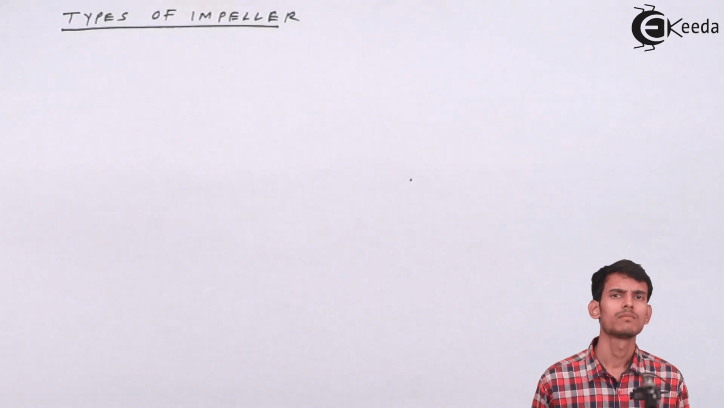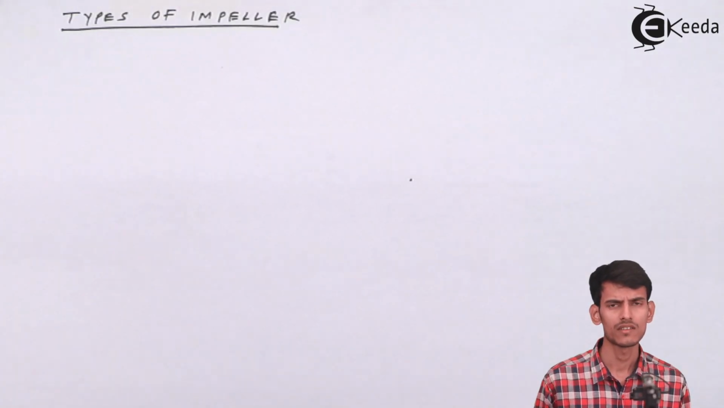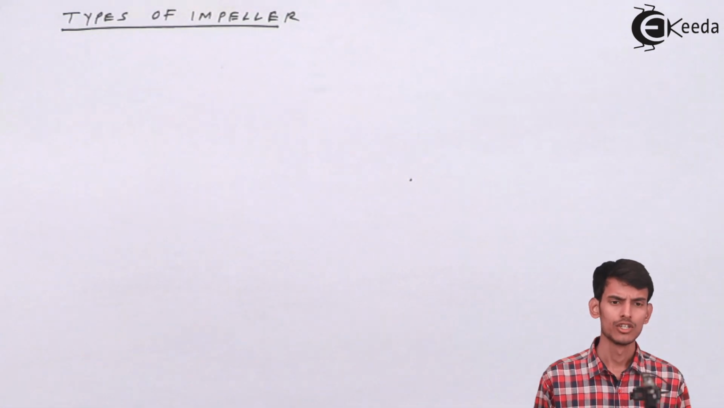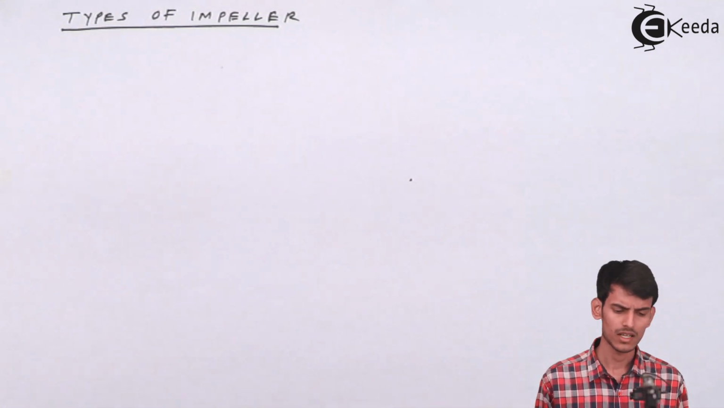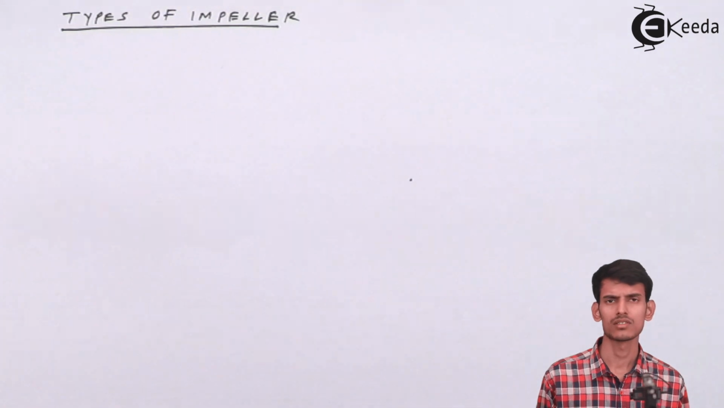So we've seen the centrifugal pump as a whole, the whole diagram we have seen. Let's now move on to individual parts. The first topic that we'll be taking is types of impellers. We've seen what impeller is. Now we'll be discussing in detail about the impeller.